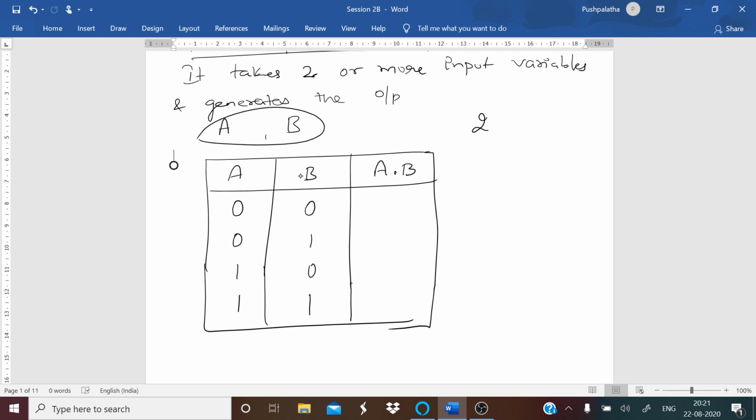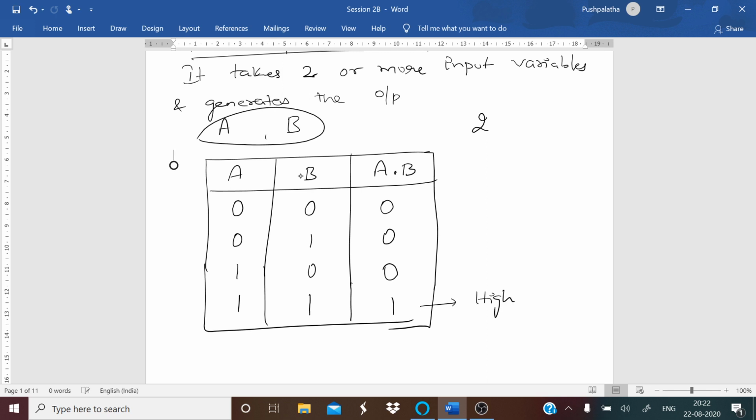Now, what is 0 into 0? 0 into 0 is 0. You have learned about the logical addition and logical multiplication in the last session, right? 0 plus 1 is 1. All those things you have learned, right? So 0 into 0 is 0, that is A into B. 0 into 1 is 0. 1 into 0 is 0. 1 into 1 is 1. So this is your high output.